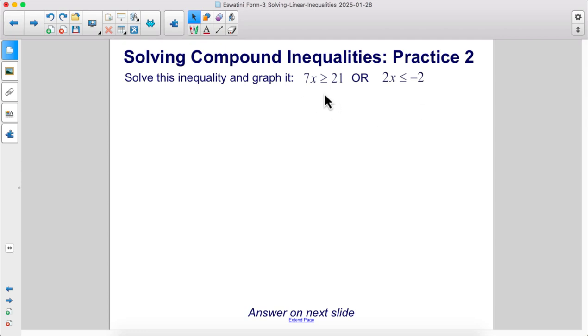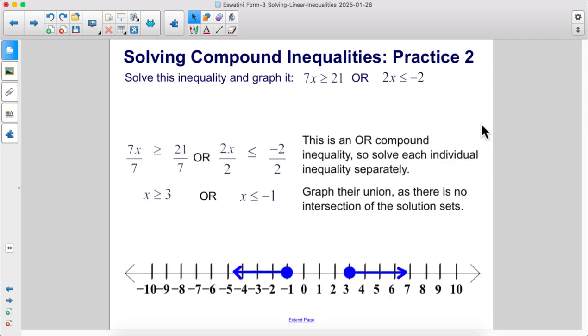Solve this inequality and graph it. 7x is greater than or equal to 21, or 2x is less than or equal to -2. This is an OR compound inequality, so solve each individual inequality separately. Then graph their union, as there's no intersection of the solution sets.